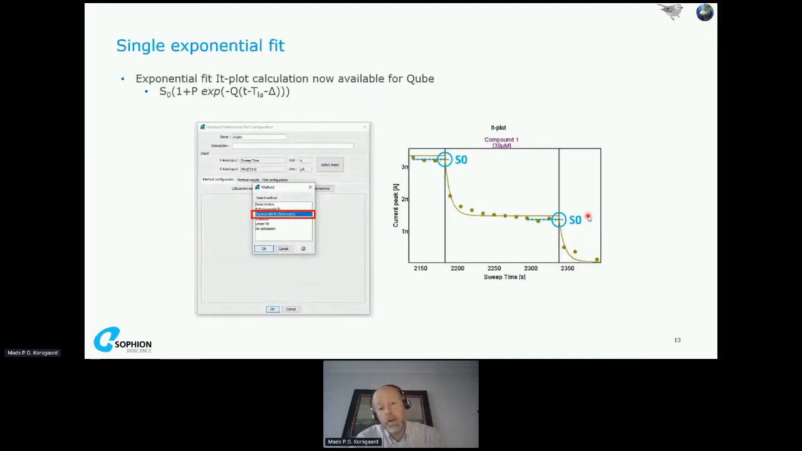We have not had the capability of doing a single exponential fit to the IT plot on Qube, so that's another way of aligning the two platforms. So now you can also do an exponential fit to the IT plot on Qube, as you've been able to do on the other Qube for quite some time.